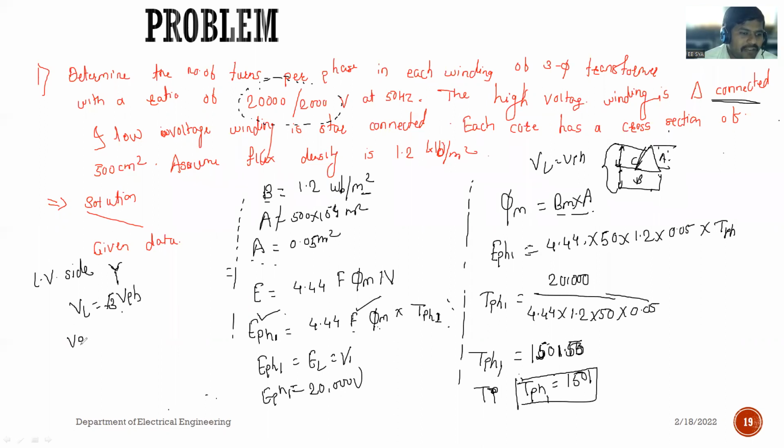I want to calculate the value of VPH or EPH. VPH किंवा मला EPH ची value calculate करायचे. So that is suppose I am representing EPH2, because secondary side. EPH2 is VL divided by √3. You people know the value of VL because here this given value is nothing but line voltage value. So we want to calculate EPH2 first. EPH2 it is equals to 2000 divided by √3. किती येईल EPH2?